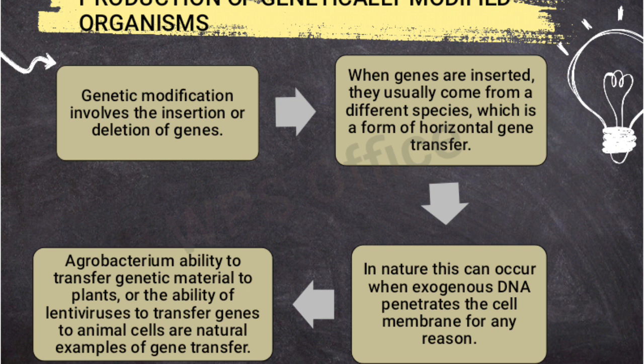Genetic modification involves the insertion or deletion of genes. When genes are inserted, they usually come from a different species, which is a form of horizontal gene transfer. In nature, this can occur when exogenous DNA penetrates the cell membrane for any reason. Agrobacterium's ability to transfer genetic material to plants, or the ability of lentiviruses to transfer genes to animal cells, are natural examples of gene transfer.